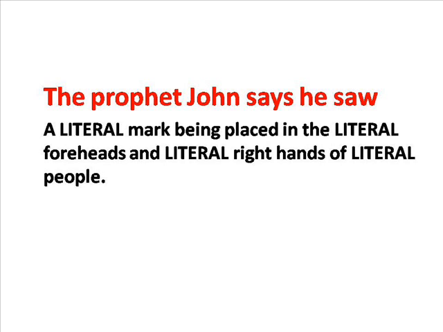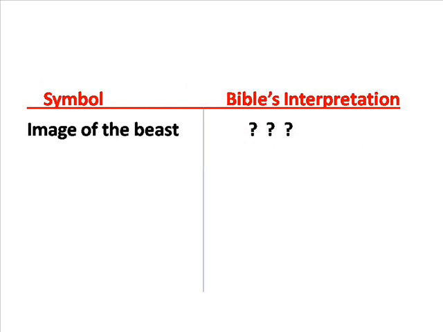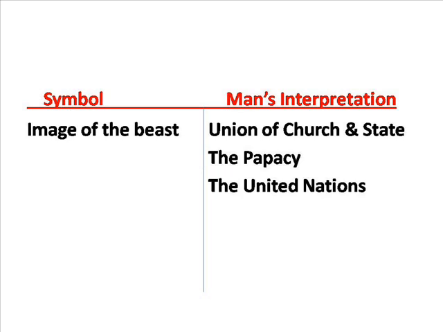From what the prophet John says, he saw a mark being placed in the foreheads and right hands of people. Are we to believe that what John saw is not a literal event to be fulfilled as he saw it? The image of the beast, likewise, is said to be a symbol of something other than its obvious meaning. The view I am most familiar with is the union of church and state.